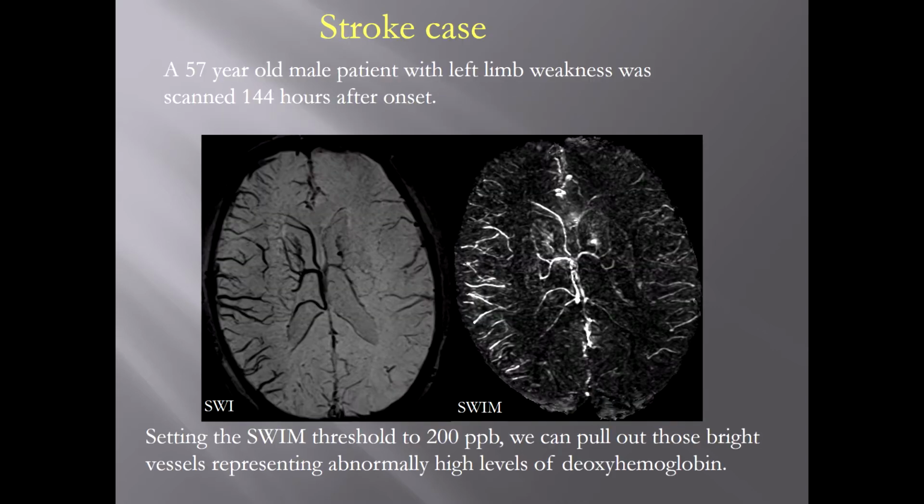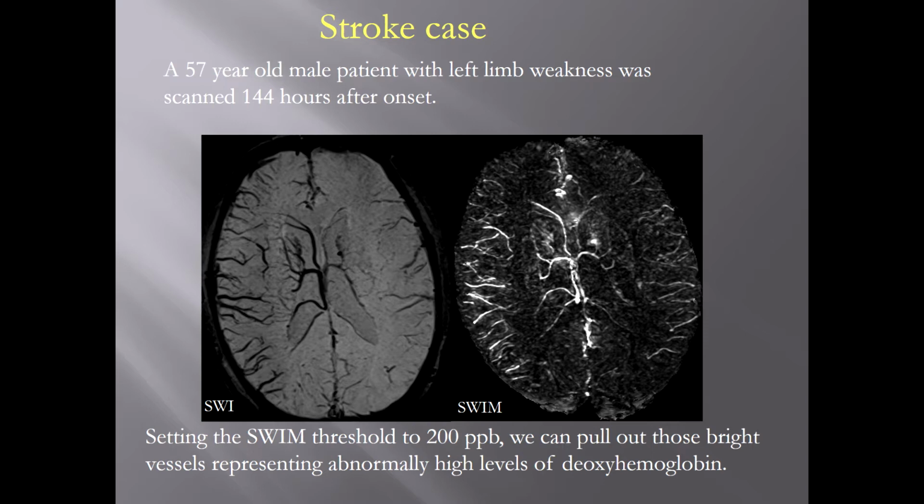Now this is a direct example of this concept applied to stroke. And in stroke, you can get significant reductions of perfusion. And you can see in the left image, on the right side of the brain, there's been a significant darkening of the veins, and that means an increase in deoxyhemoglobin.